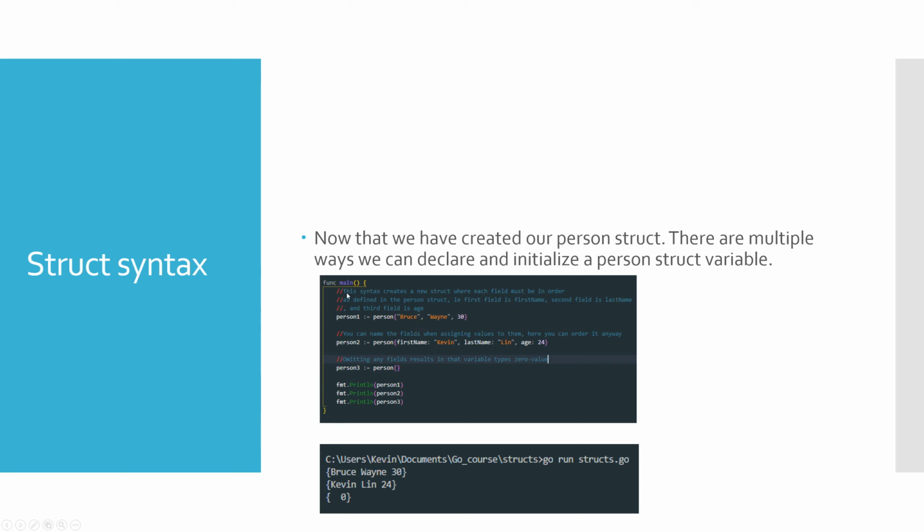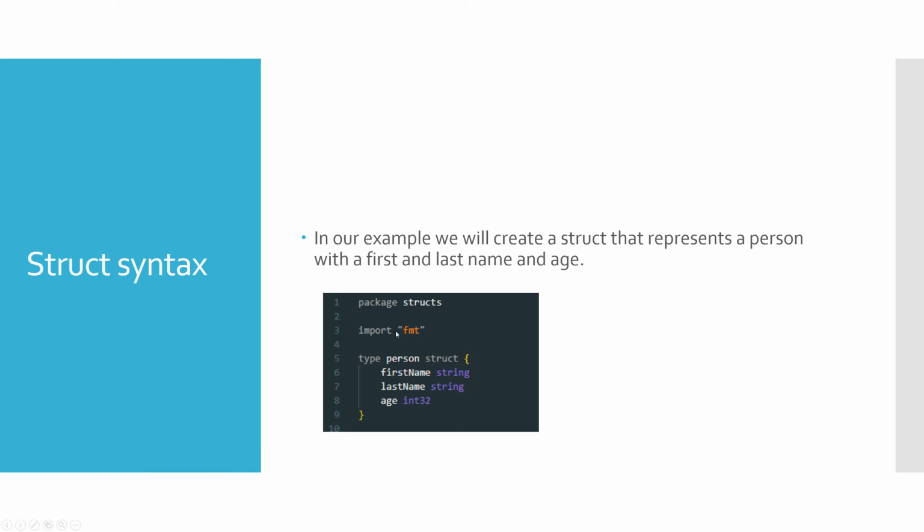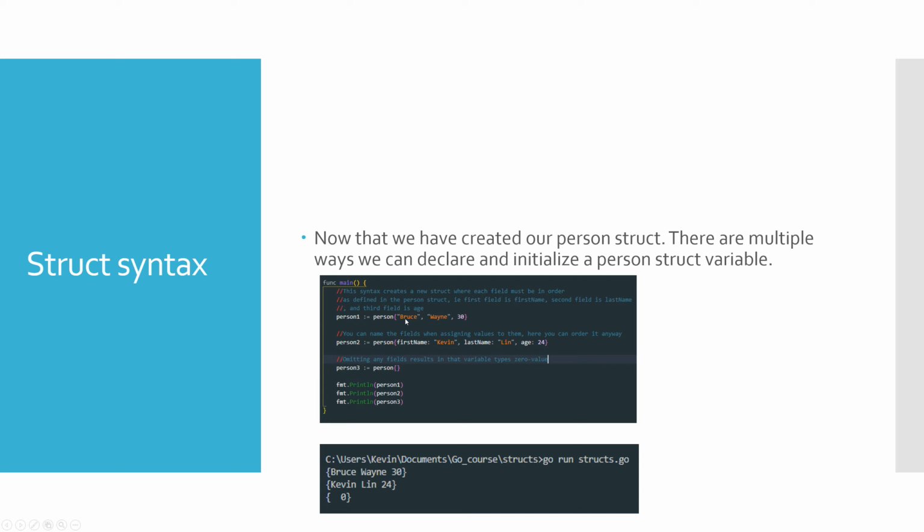So the first way, I've commented up here, is to create a new struct, written like this. So we have our struct variable name. I'm going to call it person1, and I'm going to give it the value of a person struct. So you write person and then curly braces, and then you put in the fields. So first name, last name, and age. And when you write it like this, as it says in the comments up here, this syntax creates a new struct where each field must be in order. So when I put in these values, they have to be in order matching to our struct defined here. So here it's first name, last name, and then age. So this would be the first name, this would be the last name, and this would be the age.